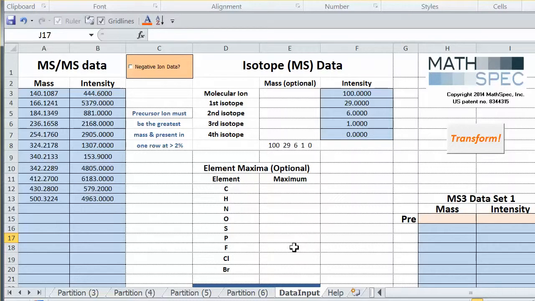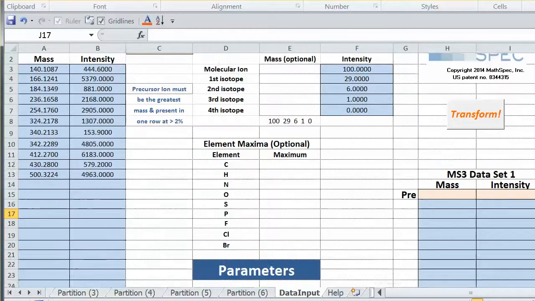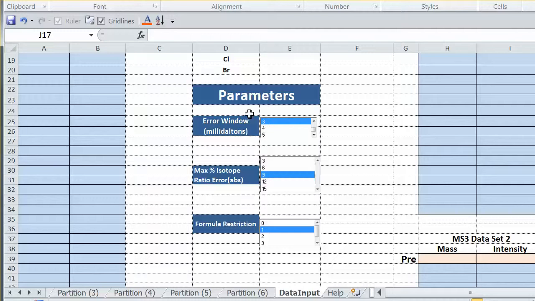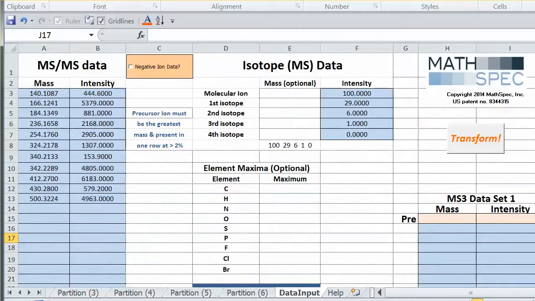I'm using all the default parameters, except normally fluorine is set at 0, but in this case I'm going to clear that out so any value for fluorine will work. The default parameters below are 3 millidaltons for the error window, 9% for the isotope ratio absolute error, and the formula restriction, which is based on the Plaus function or plausibility, is set at 1. Now, I've already transformed this data for the sake of time.